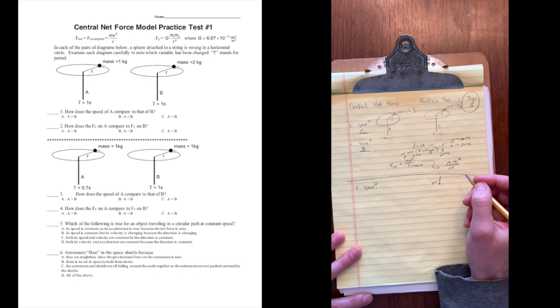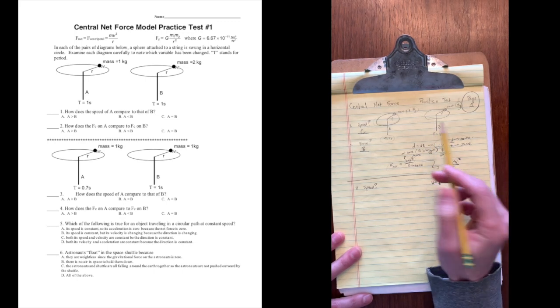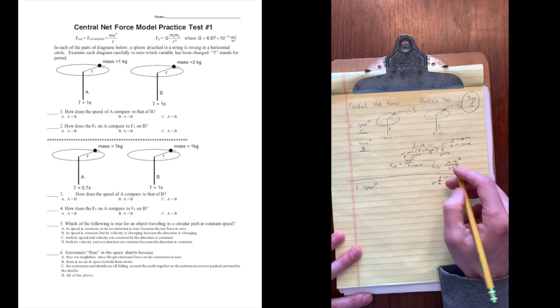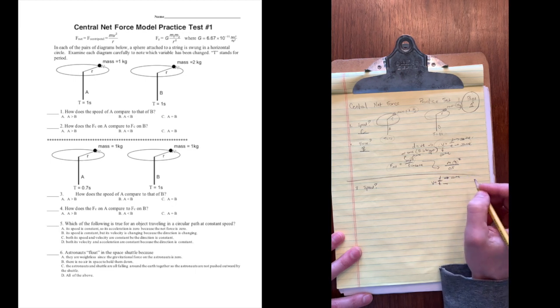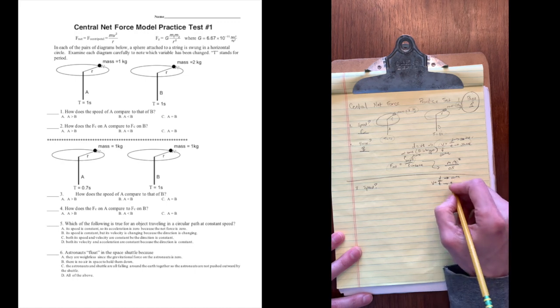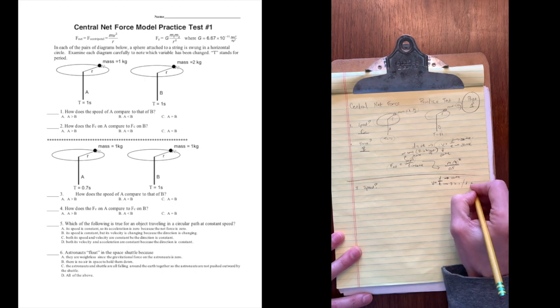So how do these things compare? The distance, again, since they both have the same radius, is going to be the same. But the times in this case are not the same. In part B it takes longer. It takes 1 second. So B is 1 and A is 0.7.